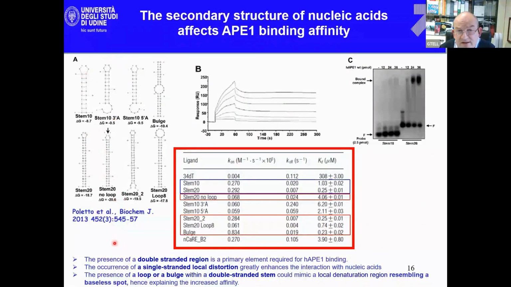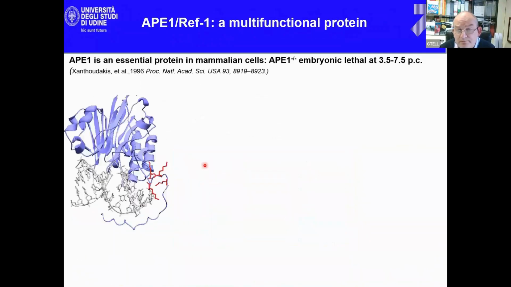We characterize the structural features important for a nucleic acid to be bound with high affinity by the protein. Besides the abasic site, as I mentioned, the presence of a double-stranded region, the occurrence of a single-strand local distortion, and the presence of a loop or a bulge in a double-stranded nucleic acid, DNA or RNA, was essential in promoting a high-affinity binding of the protein to the substrate. This is important for what I will tell you later.